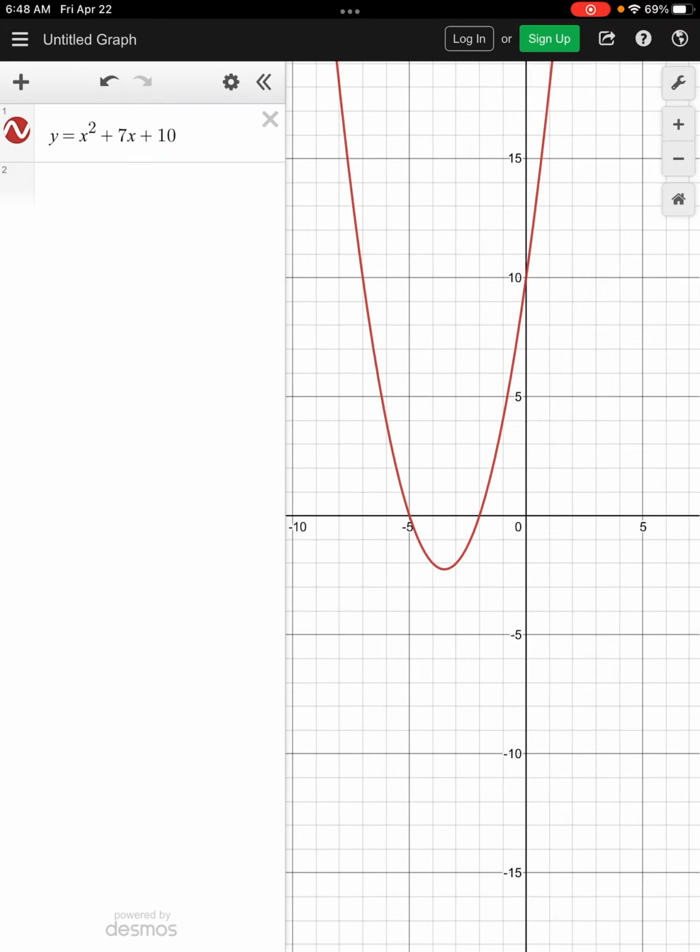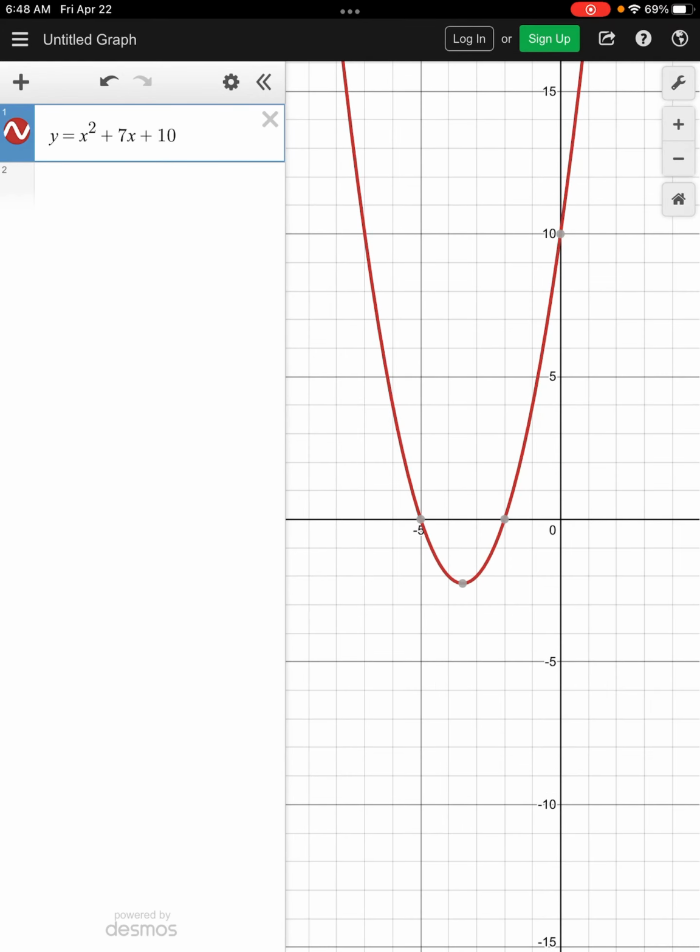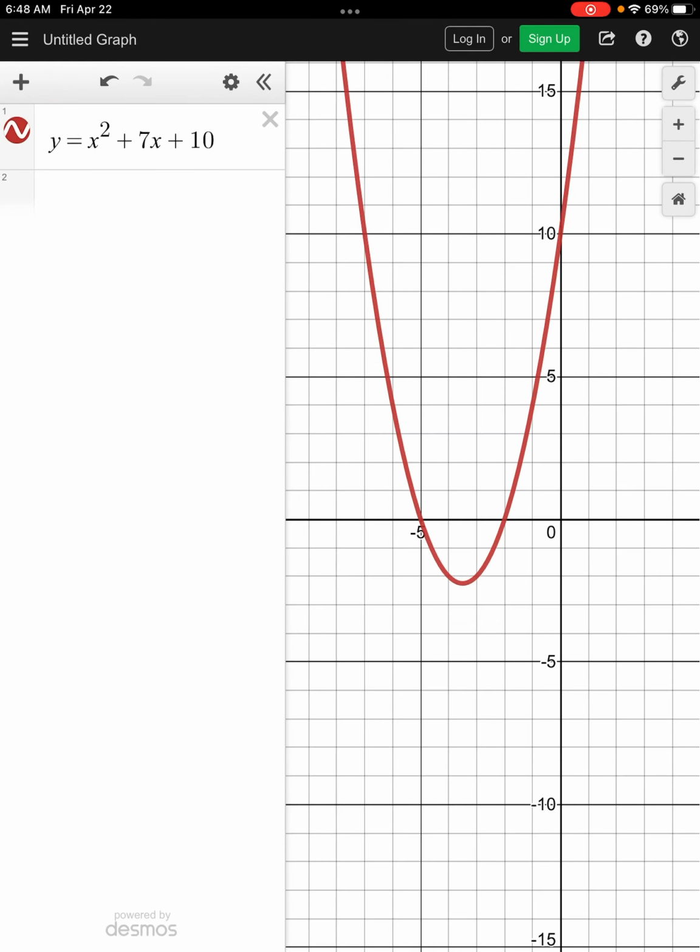Desmos does a great job with what I call points of interest. When you click on the graph, it'll give you the vertex. So I'll have -3.5, -2.25, I'm just writing this off to the side. Now when we're talking about graphing, the decimals are great, they're fine.